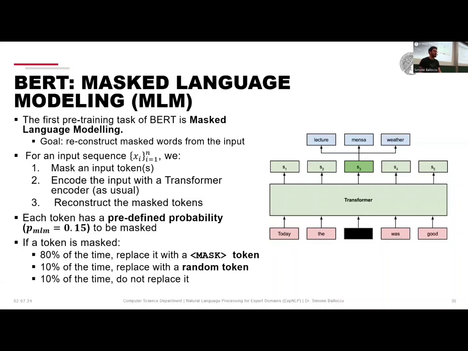10% of the time, we actually do not replace it. Why? Because BERT must also learn that sometimes the token is just the right one. You say, okay, the cat sat. Are you sure it's cat? Yes, it's cat. So it's kind of a 3-way approach.